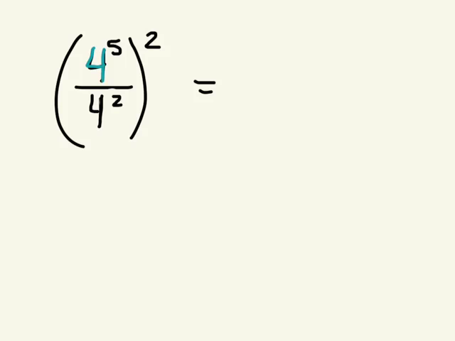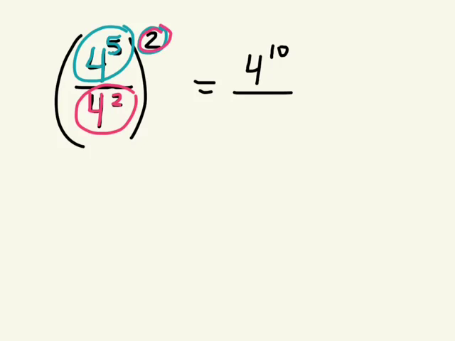Okay, so let's work with the numerator first. The numerator is 4 to the power of 5. All of this to the power of 2. What does that become? 4 to the power of 10. Good. Divided by, what's my denominator? 4 to the power of 2. All of this to the power of 2 as well. What does that become? 4 to the power of 4. Can we simplify this more? Yeah, because this is division, right? 4 to the power of 10 divided by 4 to the power of 4. What do I do with the exponents if we're dividing powers? Subtract, so it becomes 4 to the power of, good.